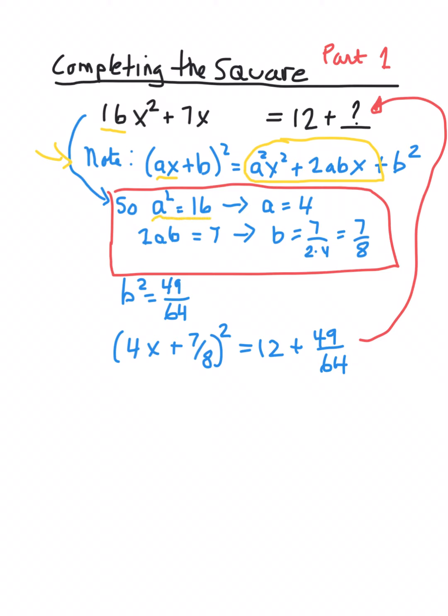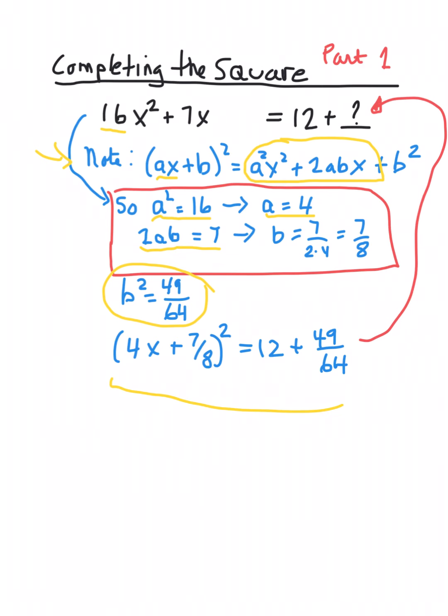A squared is equal to 16, which implies that a is equal to 4. Also, 2ab is equal to 7, which implies that b is equal to 7 over 2 times 4, which is 7/8. And thus, b squared, which we're adding to the other side of the equation, is 49 over 64.